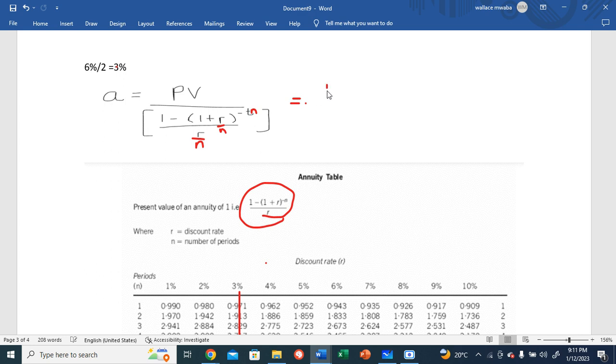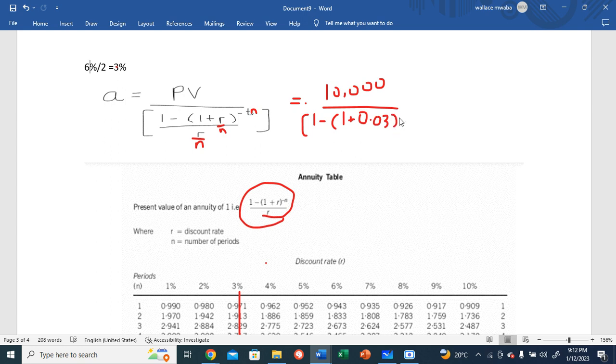Sure. This is what you do. PV is 10,000, divided by... in your formula, you're going to put 1 minus 1 plus. Our R is 6%. That 6% you divide by 2, so you have 3%, and 3% is the same as 0.03. I hope we're all okay with how this 0.03 has come about. It's this 3% here.